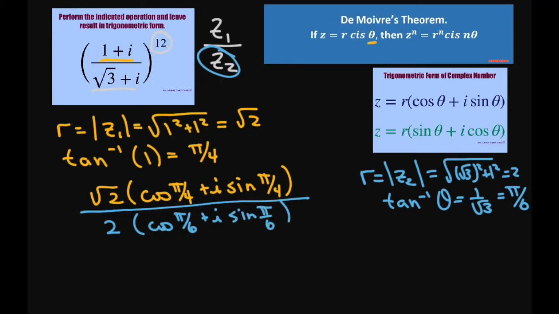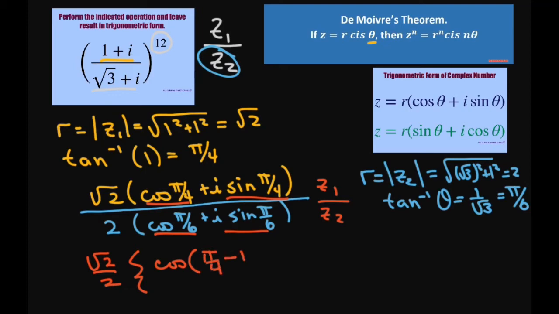All right, now this can simplify to square root of 2 divided by 2. And now since these are Z1 and Z2, when you're dividing these two, you subtract. So basically, we group these together and you subtract since it's a division. So that's going to be cosine of pi divided by 4 minus pi divided by 6. And then you do the same thing with this one. This is going to be plus i times sine of pi divided by 4 minus pi divided by 6.